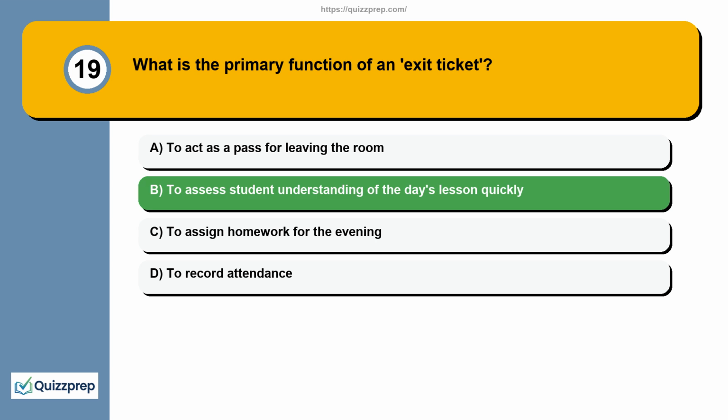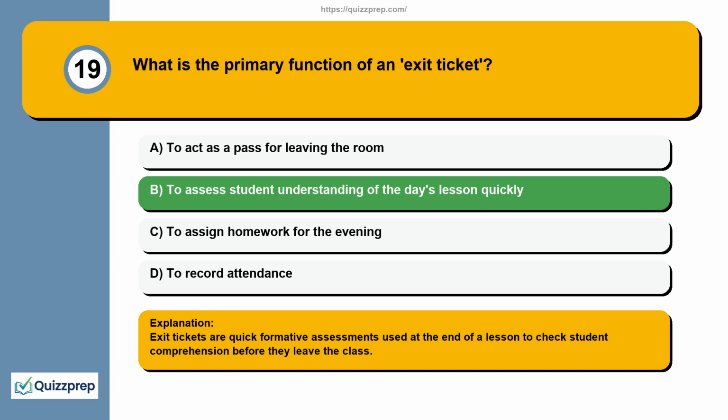The correct answer is option B. To assess student understanding of the day's lesson quickly. Explanation. Exit tickets are quick formative assessments used at the end of a lesson to check student comprehension before they leave the class.